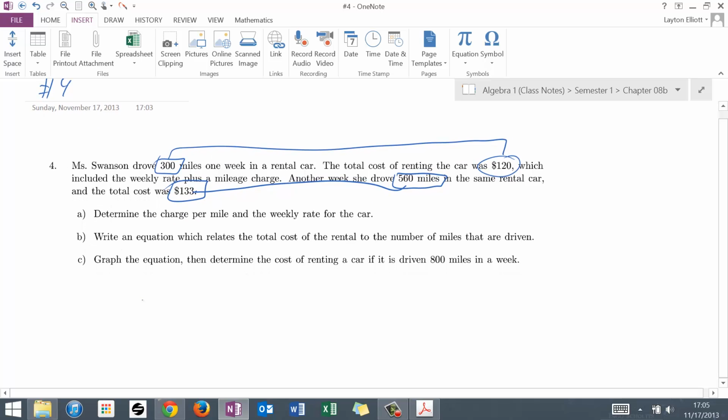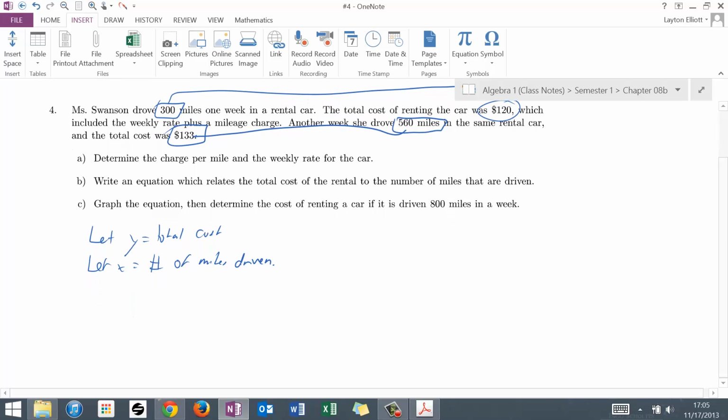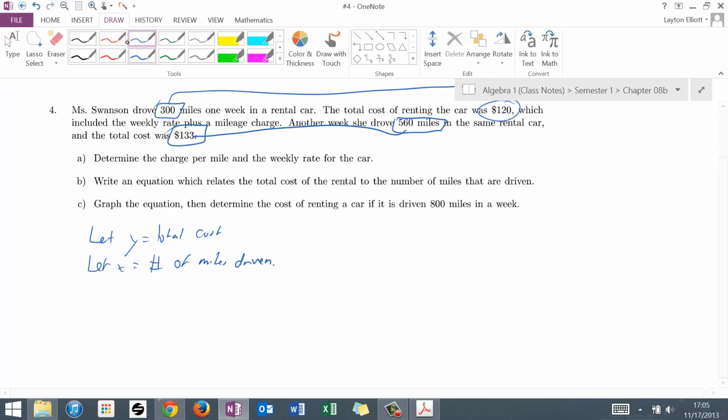So what we want to do first is set up our let statements. We're going to let y equal the total cost, and then we're going to let x equal the number of miles driven. And if I do that, I end up having two ordered pairs. The first one is if I drive 300 miles, it costs $120. And then also if I drive 560 miles, it costs $133.